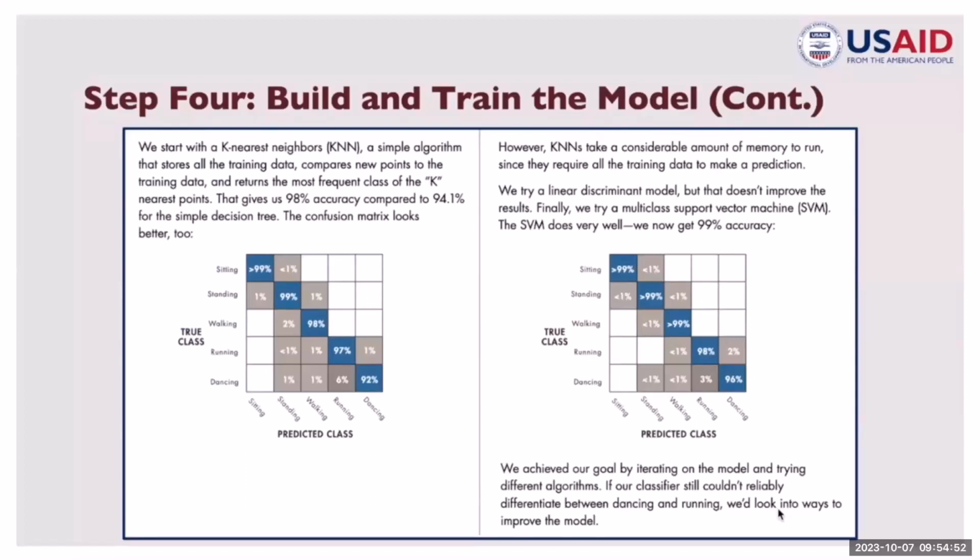However, KNN takes a considerable amount of memory to run, since it requires all the training data to make a prediction. This is where the trade-off comes in. As we mentioned earlier, there is a trade-off between the speed of classifying the prediction and the accuracy of prediction. Now, we try a linear discriminant model, but that doesn't improve the result.